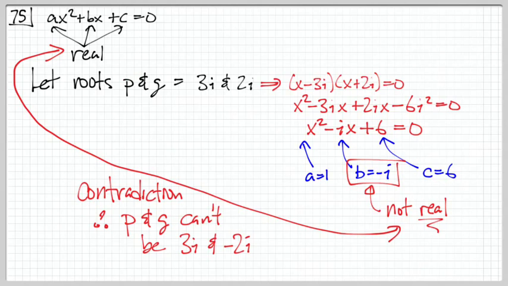That should be true if these are indeed roots of the system. So if we were to expand this out, just FOIL out here, add all the like terms, we get down to this, where a is equal to 1, b is equal to negative i, and c is equal to 6. But the problem is this, b is equal to negative i, that's not real. And that contradicts our initial given that b is a real number. Because of that contradiction, we conclude that p and q cannot be these two different numbers.